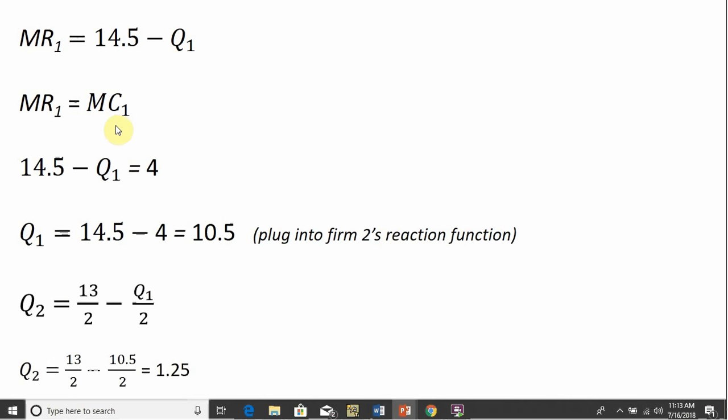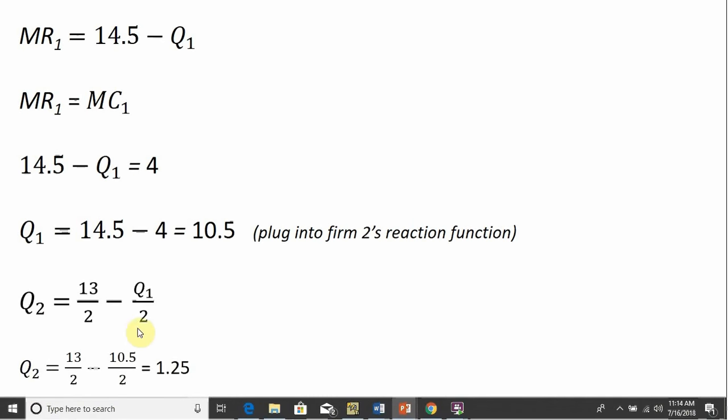I'm going to set marginal revenue equal to marginal cost. Firm 1, the Stackelberg leader's marginal cost is $4. So setting MR equal to MC and solving for Q subscript 1, Firm 1 will produce 10.5 units of output. To find how much output Firm 2 will produce, plug this 10.5 into Firm 2's reaction function, which I have written down here. Plugging that 10.5 in for Q subscript 1, Firm 2 will produce 1.25 units of output.